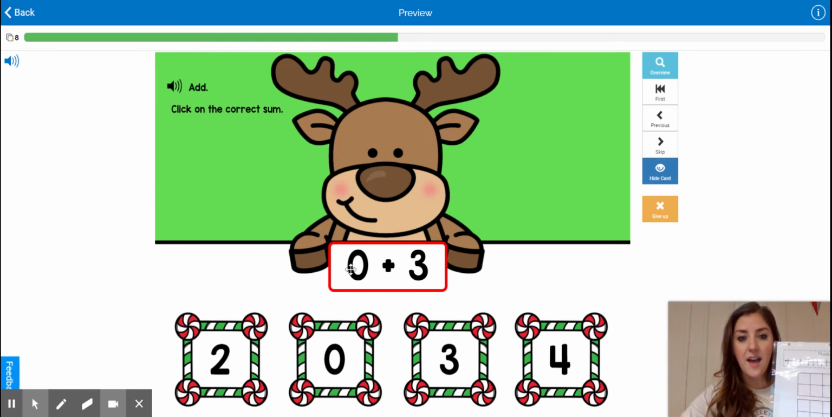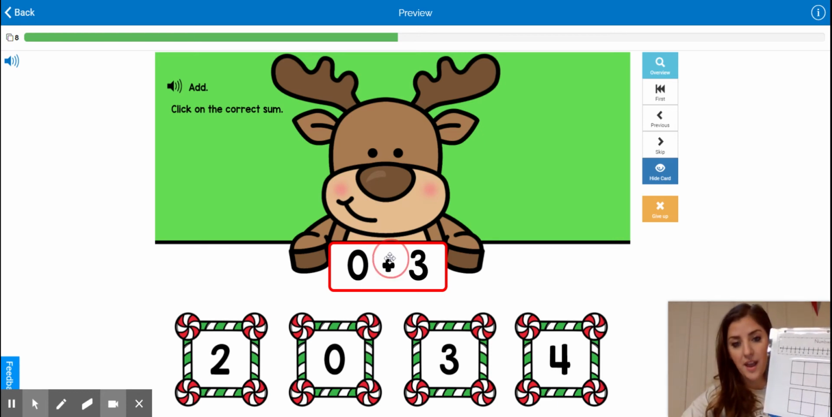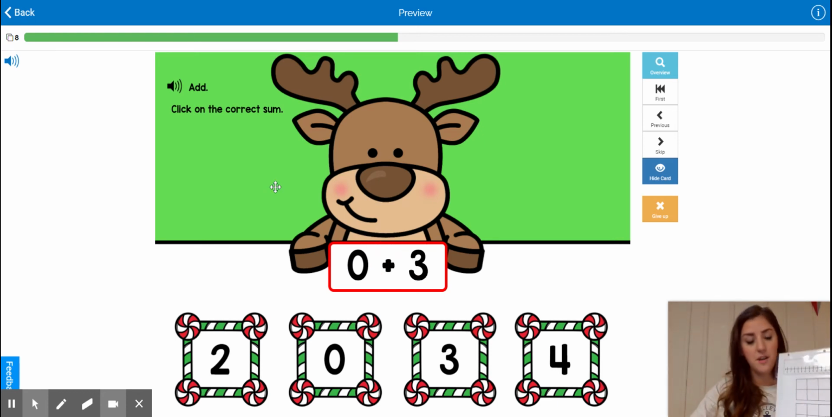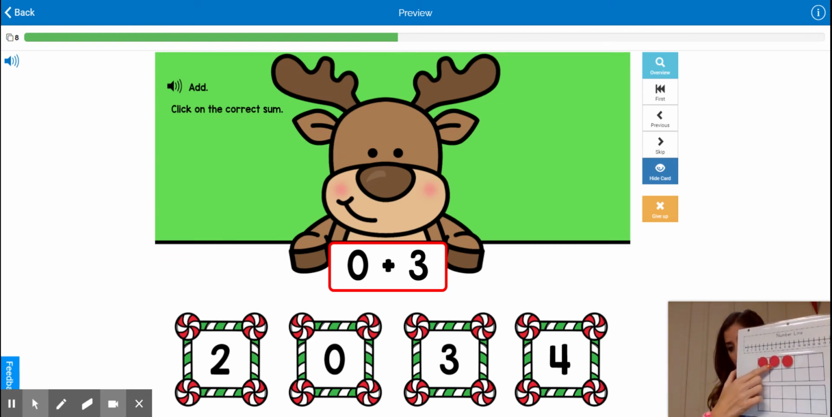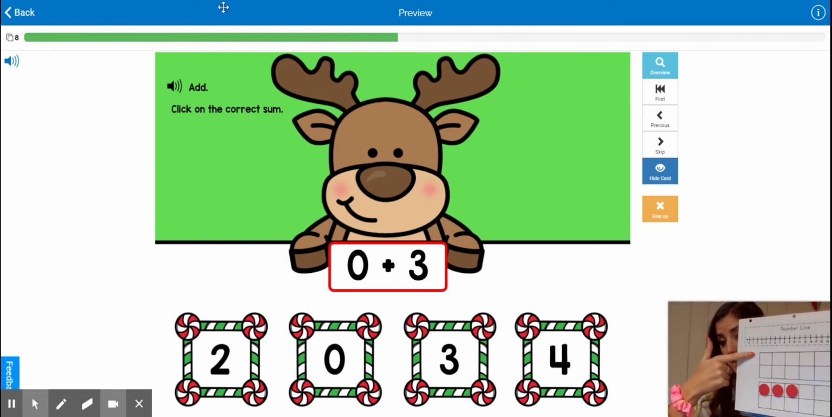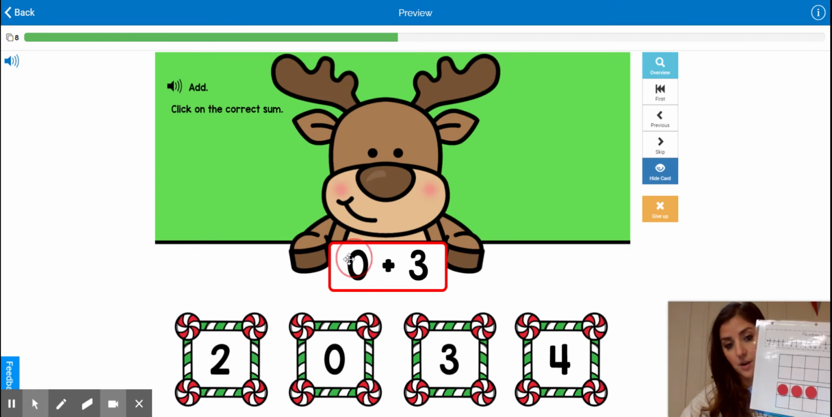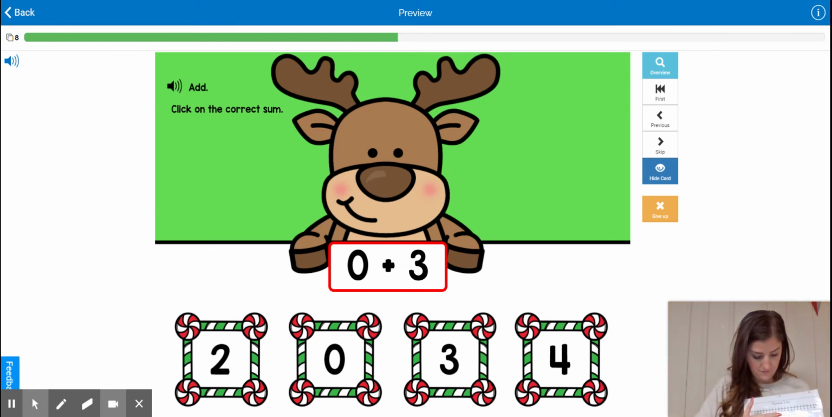Okay. I have 0. And I'm going to add 3 more. Ready? 1, 2, 3. How many do I have? 1, 2, 3. I could also say in my first group, I have 0. And I'm going to put it together with my group of 3. How many do I have? 1, 2, 3.